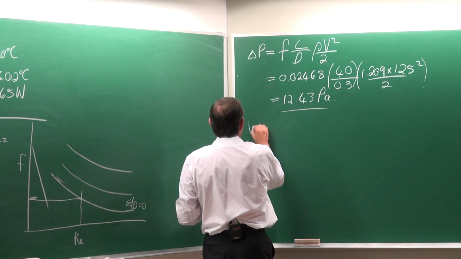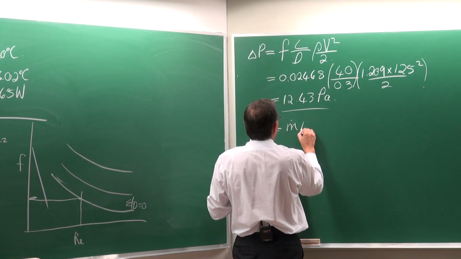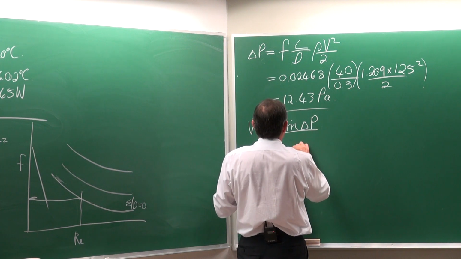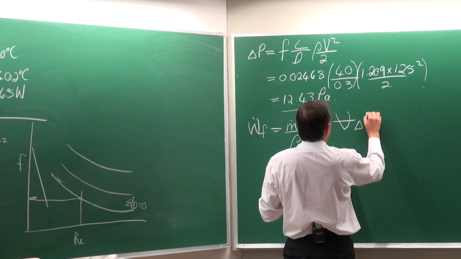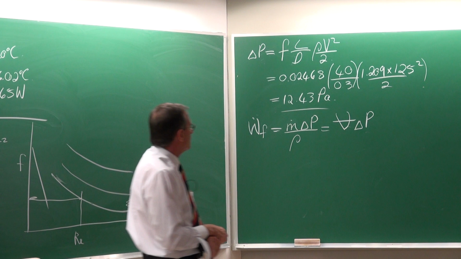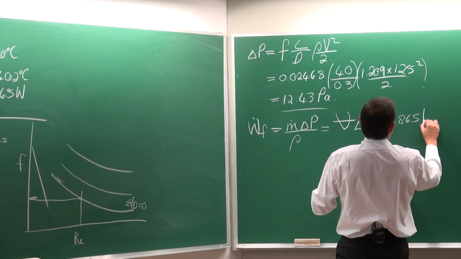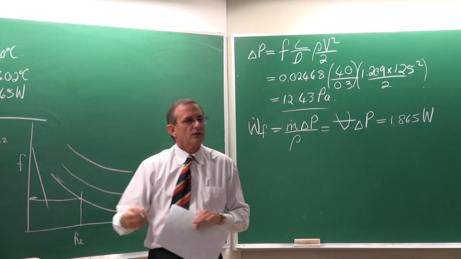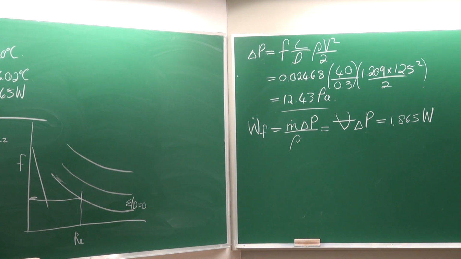And then you can calculate the fan power required. That would be equal to the mass flow rate multiplied by the pressure drop divided by the density, or you can calculate it as the volume flow rate multiplied by the pressure drop. And that is equal to 1.865 watts. Okay, take note, that would not be the electricity consumption of the fan. That would be the amount of energy or power that has been transferred to the fluid. You have to take into consideration the efficiency of the fan.